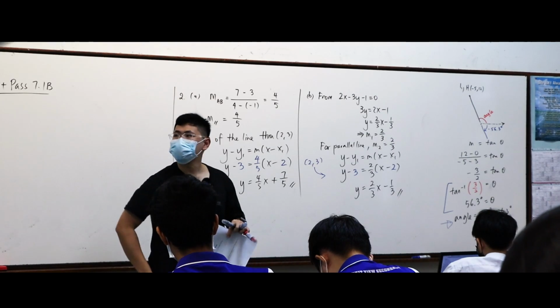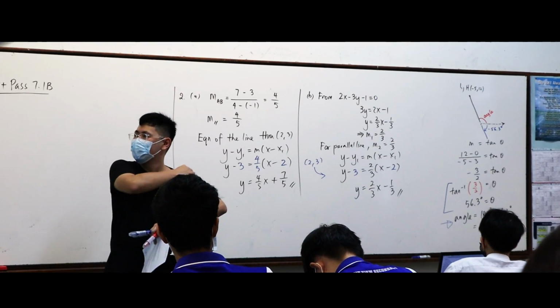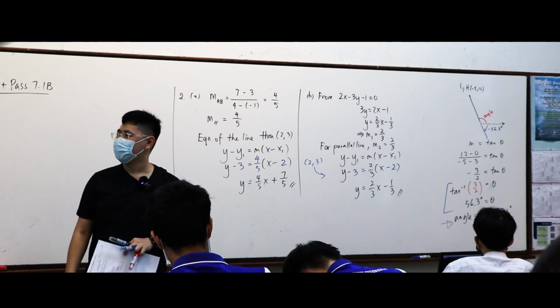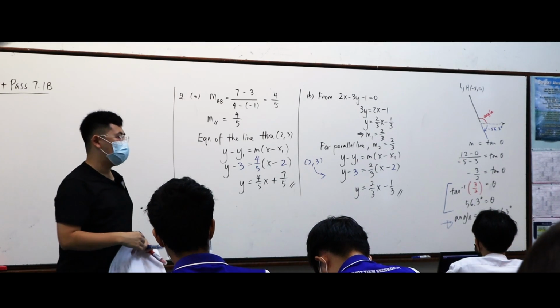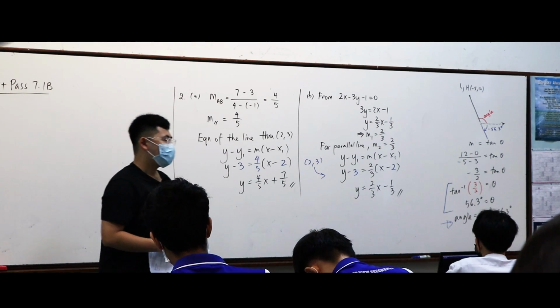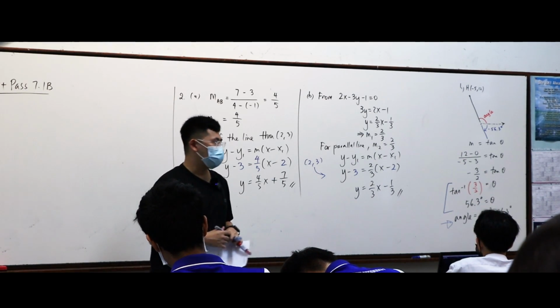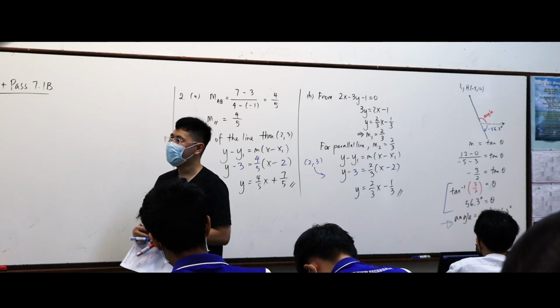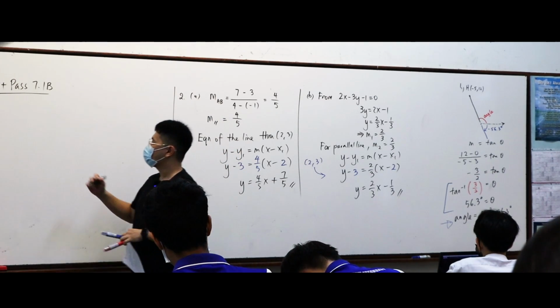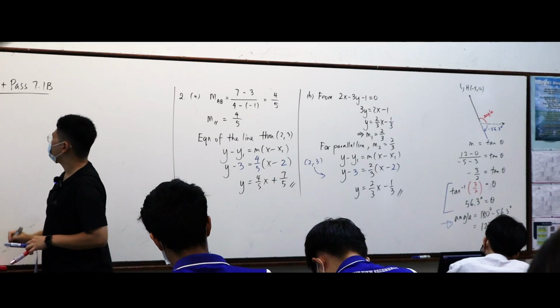Okay, question 3. Given the following 4 points, find the value of k if AB is parallel to CD. For this one, I'm just going to make use of 2 gradients and we can solve for k. So we have 4 points A, B, C, D.